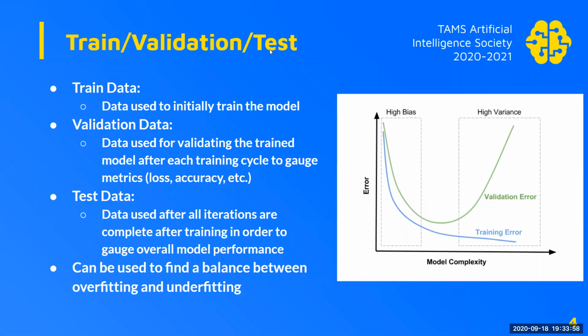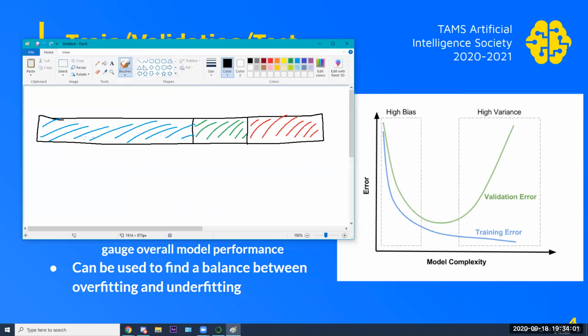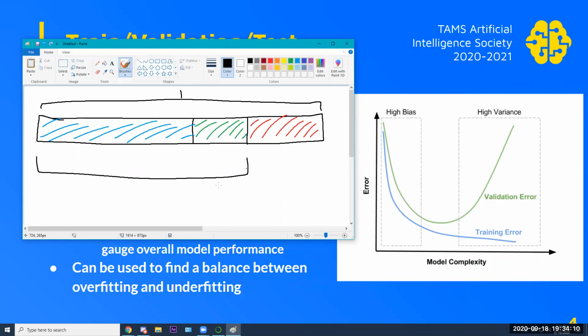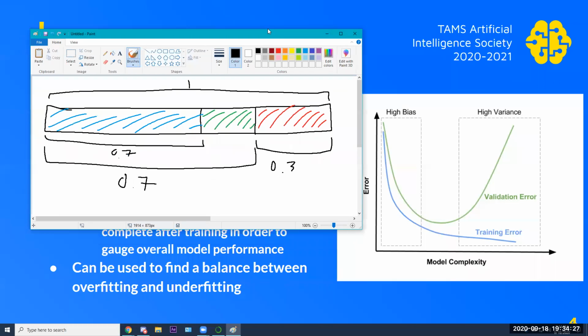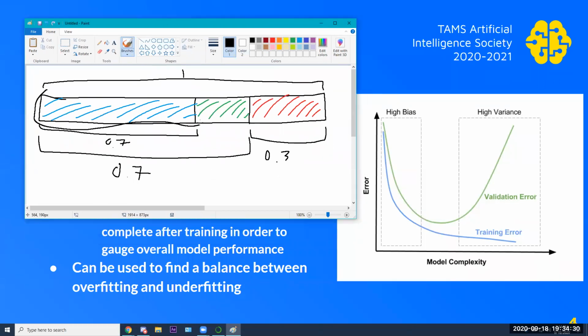Next slide. So this is what it looks like generally. This is your entire data set, and you'd split 70% of it to training and validation, and then 30% to testing. Within training and validation, you can do another split, say 70%. Like Kaushik said, you train on your training data, and then after every epoch, you validate it. This is data it hasn't trained on, it hasn't seen before.